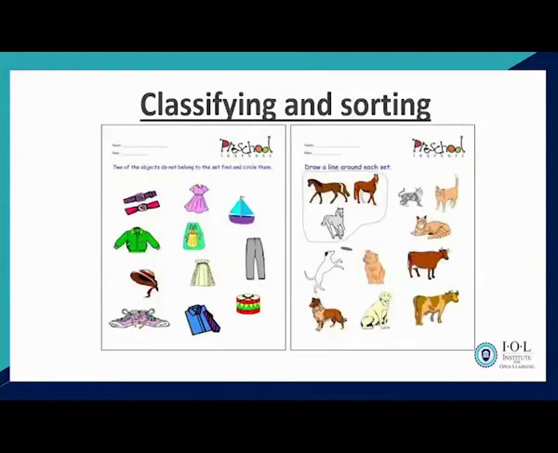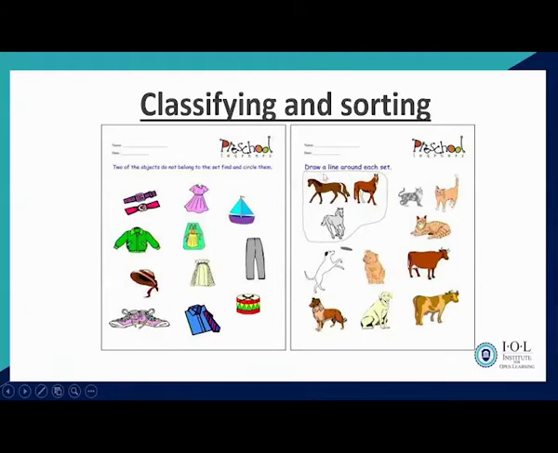Right. There is a worksheet on classifying and sorting, like I showed you earlier. This worksheet here has to do with two of the objects that do not belong to the set. Find those two objects and circle them. If you look here, most of it has to do with clothing, so we will circle the boat and the drum because they do not belong there. This is sorting or classifying.